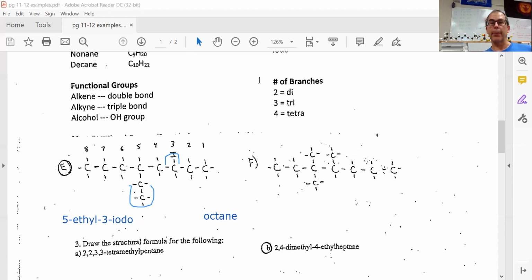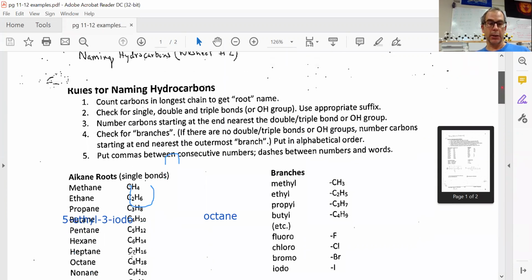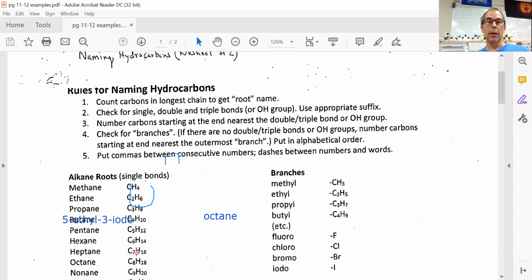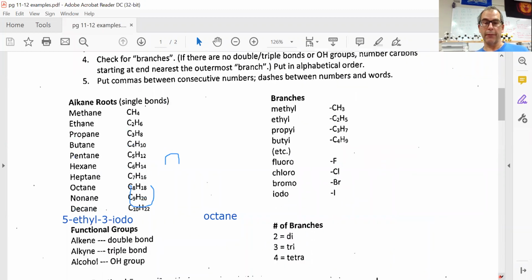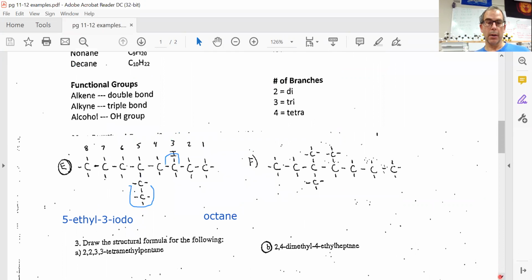Okay, I'm going to do an example of drawing one. So I'm just going to try this one down here. And it says 2,4-dimethyl-4-heptane. So I'm going to go back to this thing and say heptane is a 7-carbon chain. And again, it's all single bond, so it's going to get an ane ending. So I'm going to do that first. All right, come back up here.